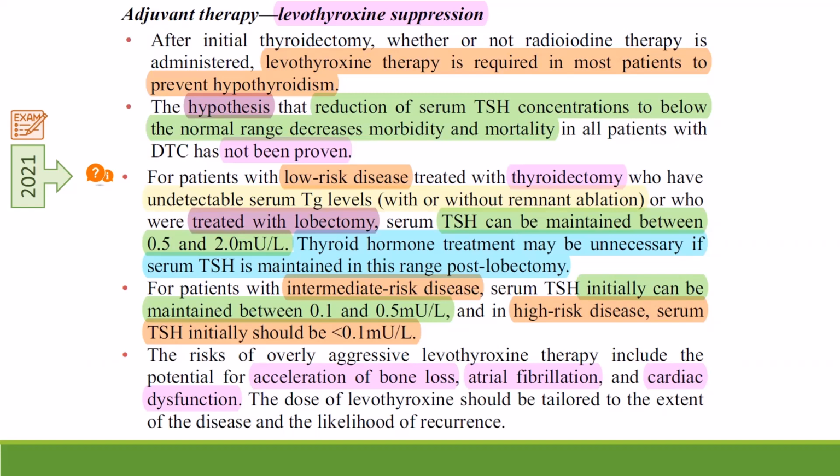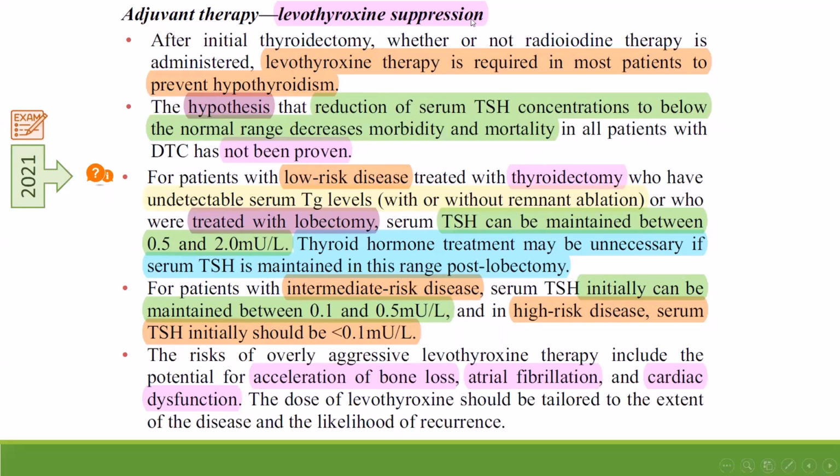And this is according to the risk stratification. If the patient is low risk, in this situation the target will be the lower half of the normal. But in the high risk group, we should bring TSH to less than 0.1, but not undetectable TSH. Because if the TSH is, for example, 0.01, in this situation we can decrease the dose of levothyroxine to bring it just lower than 0.1 only.